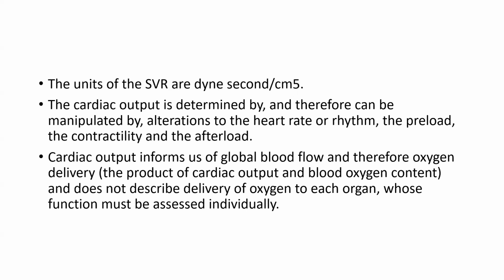Cardiac output is determined by, and therefore can be manipulated by, alterations to the heart rate and rhythm, preload, contractility and afterload. Cardiac output informs us of global blood flow and therefore oxygen delivery, and does not describe the delivery of oxygen to each organ, whose function must be assessed individually.